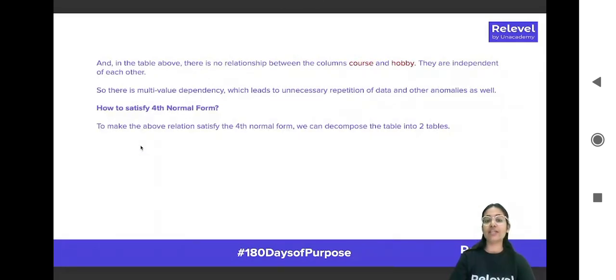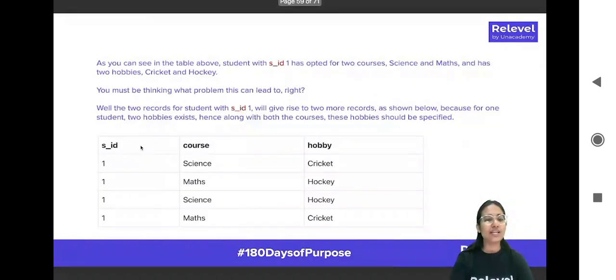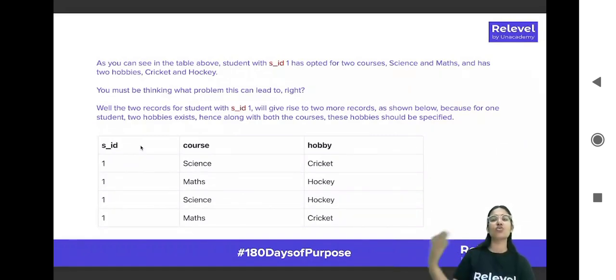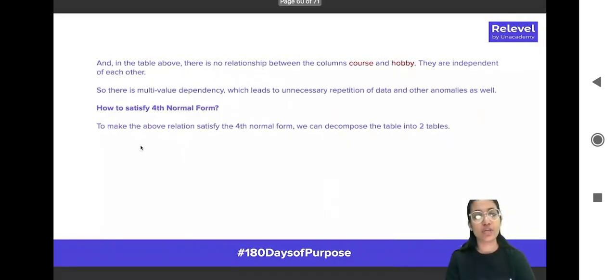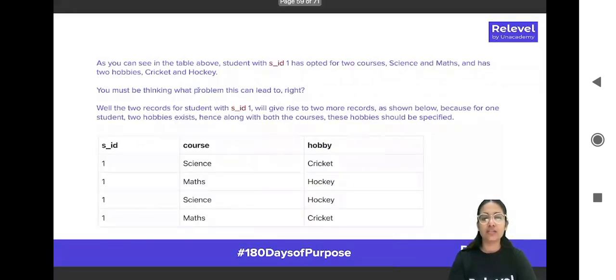As you can see now in this table also, there is actually no relationship whatsoever between courses and hobbies. It's just that one student has 2 courses, and one student has 2 hobbies as well. Courses and hobbies are not related to each other. Course is related to student, hobby is related to student. They are independent of each other. So there is a multi-value dependency that actually leads to the unnecessary repetition of data and other anomalies.